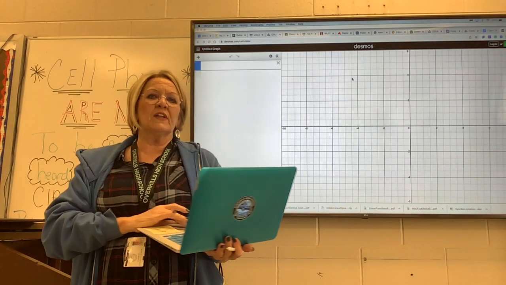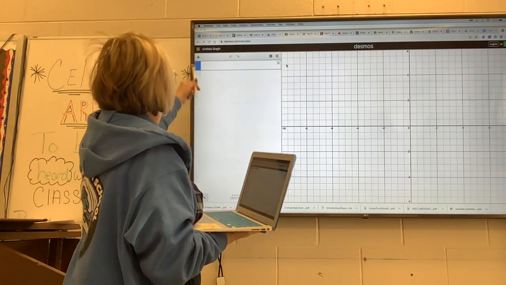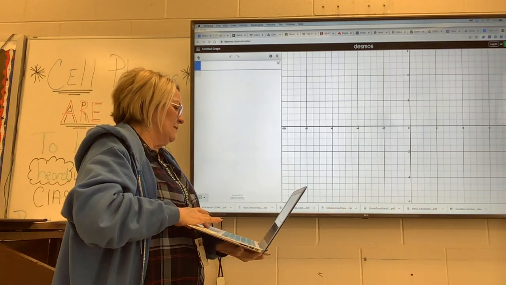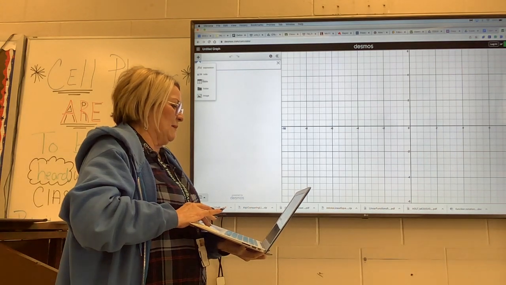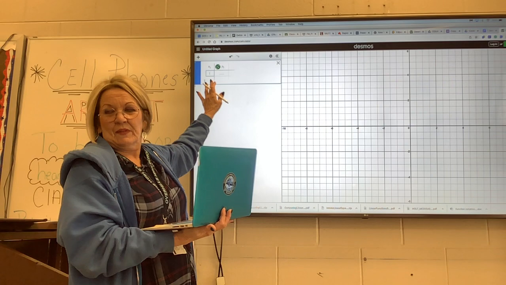But before I could do that, I have to enter the data in a table. If you will go to this little plus sign right here, click the plus sign, and then you will see where it gives you an option for a table. Click the table, and it will give you a table. Okay?